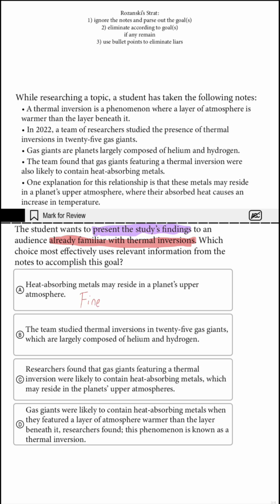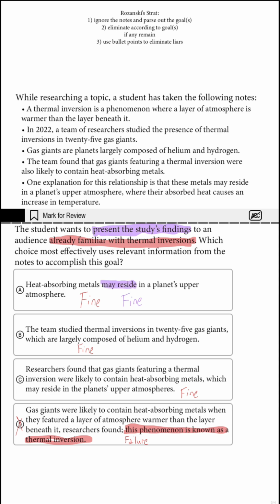A is fine, I guess the person's already familiar. B's fine, I guess they too are familiar. And C, too, I guess they're already familiar. But D gets immediately taken off the table. This part right here, this phenomena being known as thermal inversion, is insulting to people who are already familiar with thermal inversion. So I go back to goal one and I run it through the same paces.